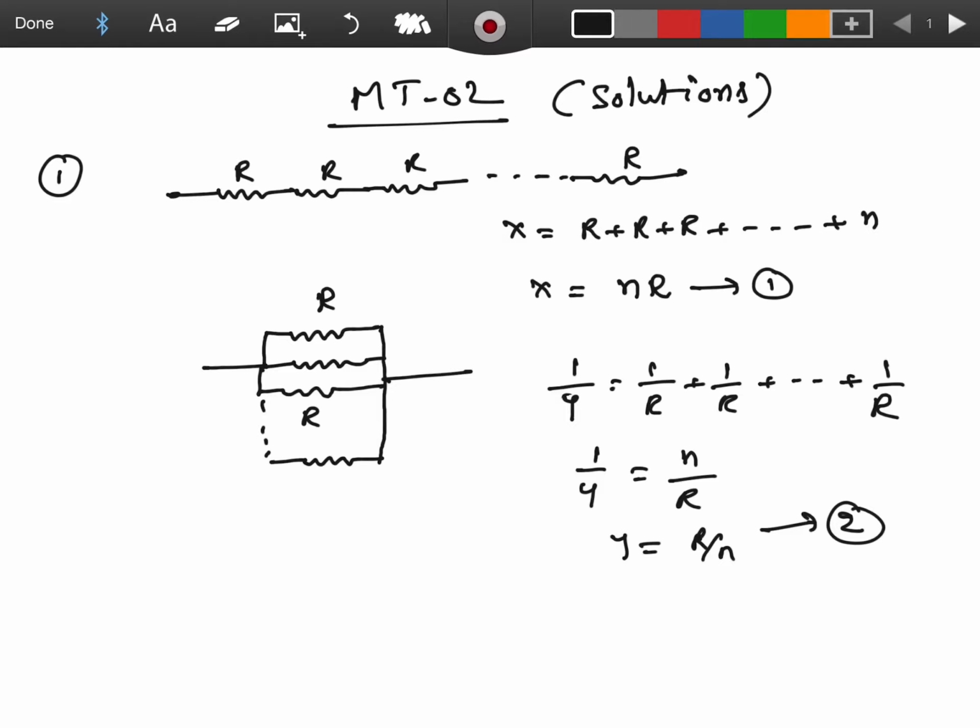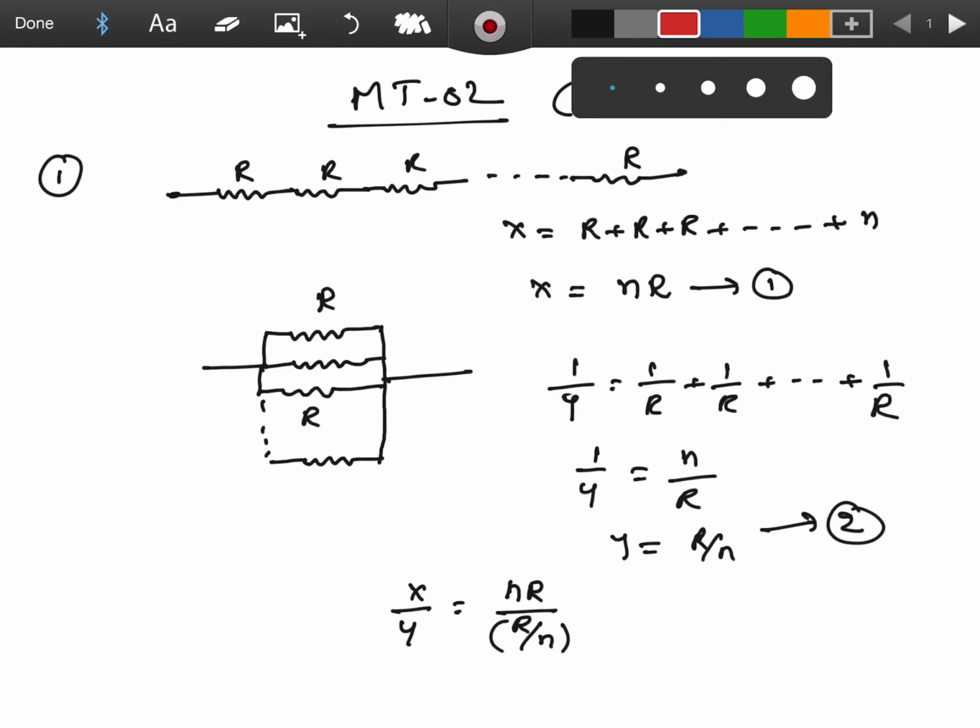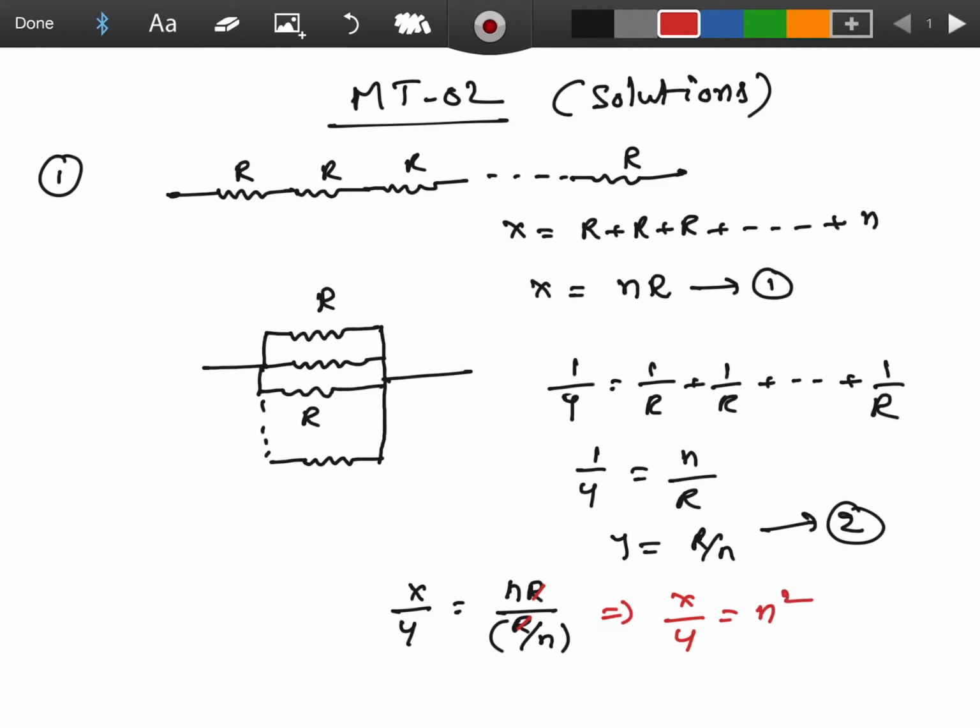Now you simplify these two equations, you will get X by Y equal to NR divided by R by N. Here R cancels, X by Y equal to N square. X equal to NR, Y equal to R by N. Then X by Y equal to N square, then X equal to N square Y. Then your answer should be option D.